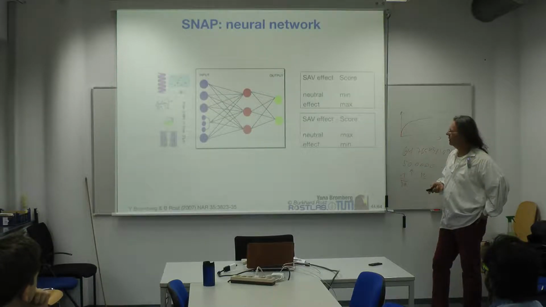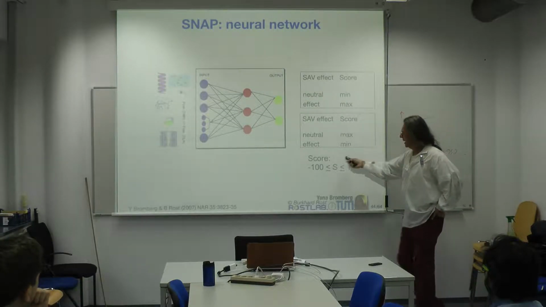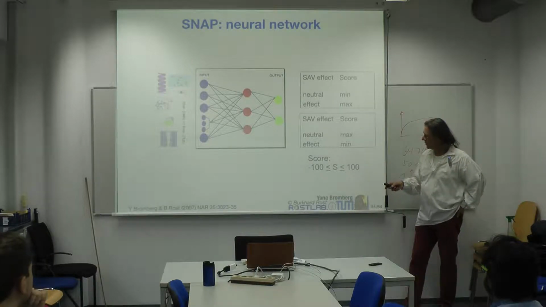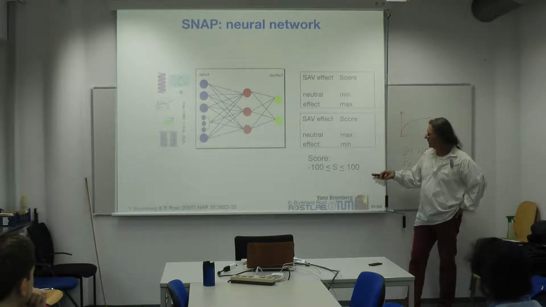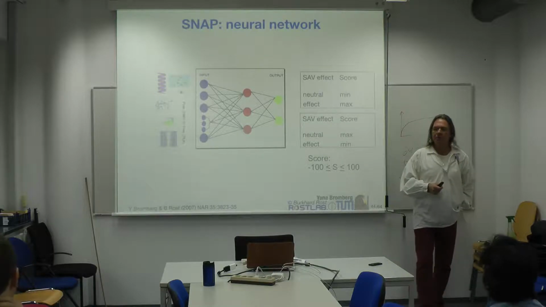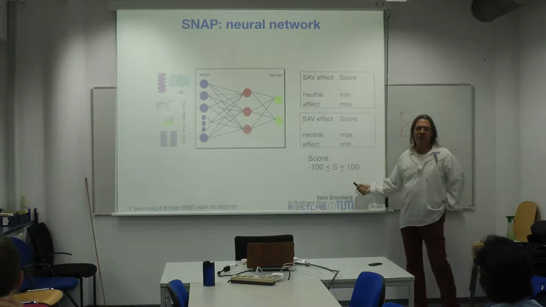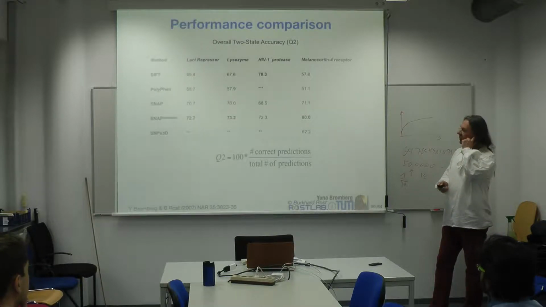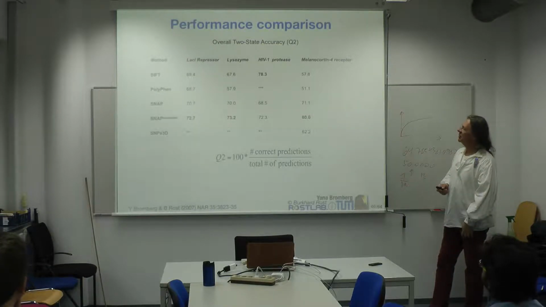In this particular case, by the way, I have to get these animations out. In this particular case, we have a score rather from 0 to 1, just the way we historically did it. We go from -100, which means very strongly predicted to be neutral, to +100, very strongly predicted to be effect variant. Over performance, again, I said we shouldn't do that.